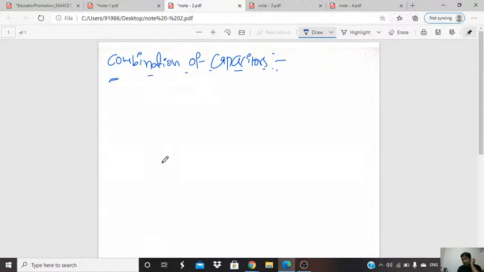So first, combination of capacitors. First, series combination. What is series combination? End to end.